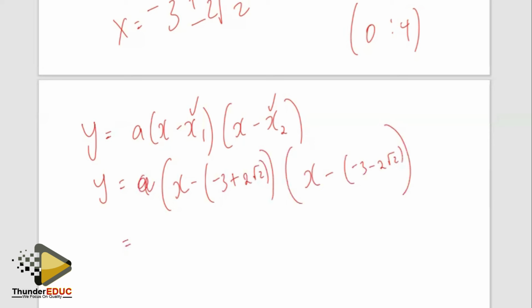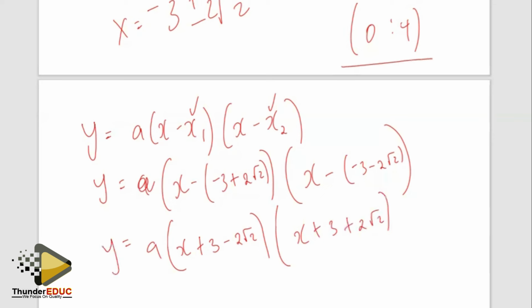We can open this up before we do the substitution later on. So a into x, that's going to be a +3. Then this and this is -2 root 2 into x, that's going to be +3. And then that's going to be a +2 root 2.